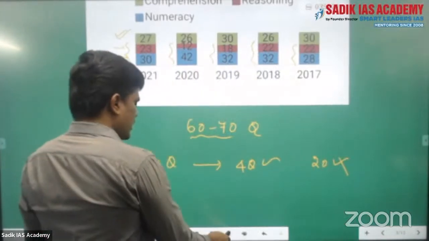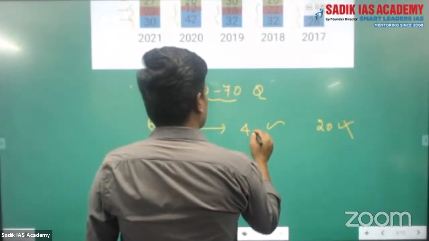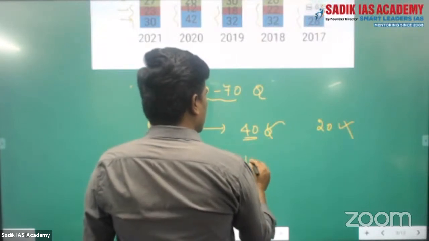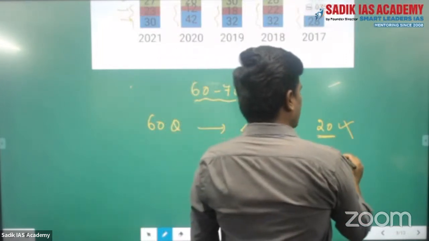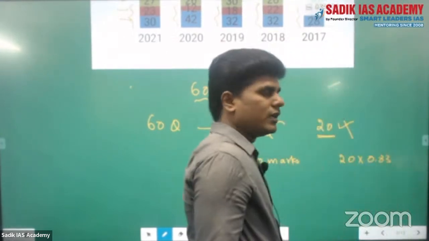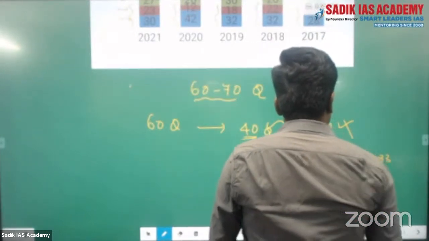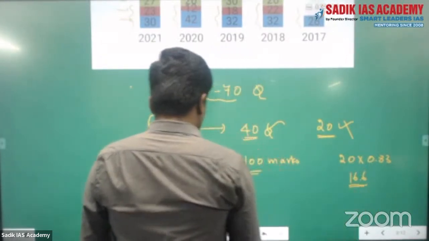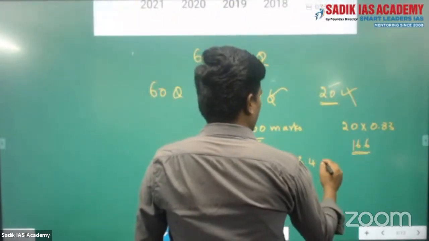In that case, how much mark would you score? So 40 questions are correct means you'll have 100 marks. And 20 questions are wrong. That means 20 into 0.83, they'll be reducing. 20 into 0.83 means 16.6. So 100 minus 16.6, you will be given 83.4 marks, net marks.